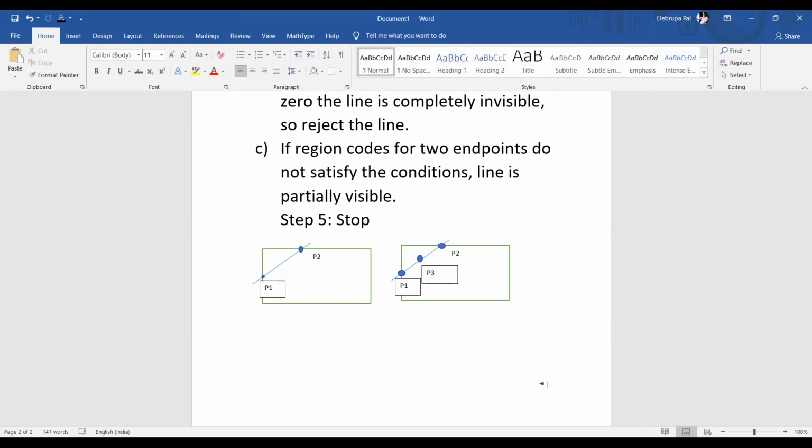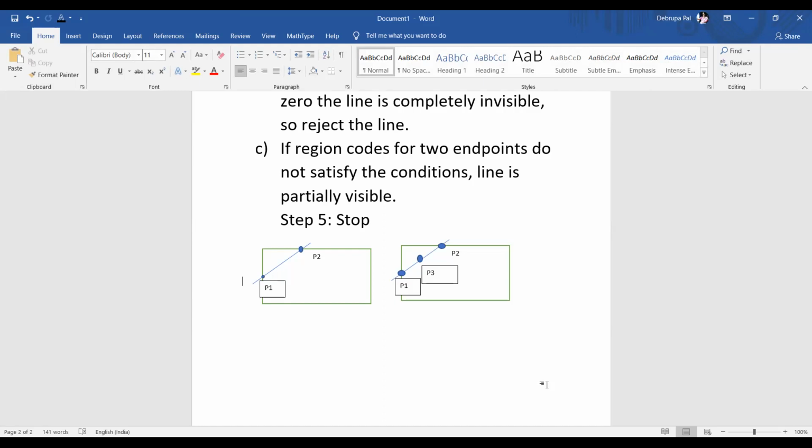In this way, the midpoint subdivision algorithm works by intersecting the line into two equal parts, and after subdividing it into smaller parts, again it is checked for visibility. If it is completely invisible, then it is rejected, else the algorithm continues.